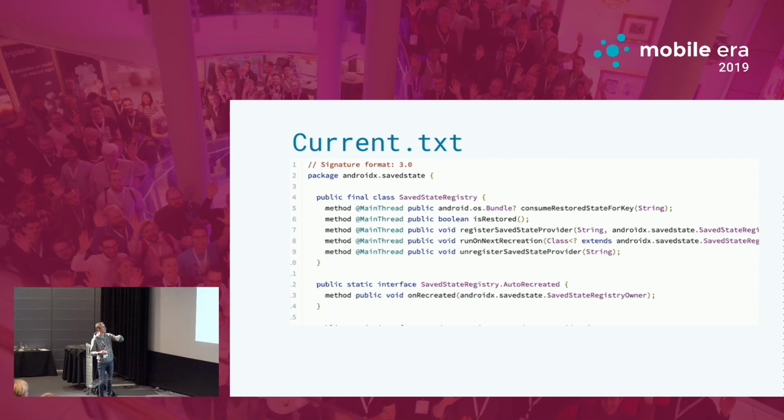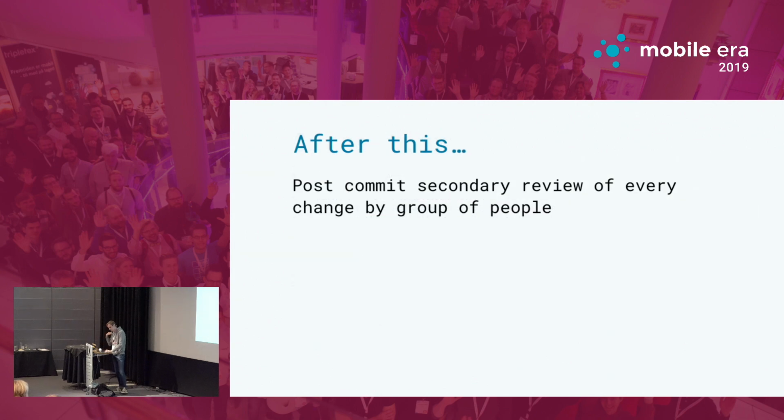So you see all public classes, all public methods, all public annotations that relate to the method. So we look at this file, we see if it changed, good or not, and then that's not the end. After this, there is a post-commit review.